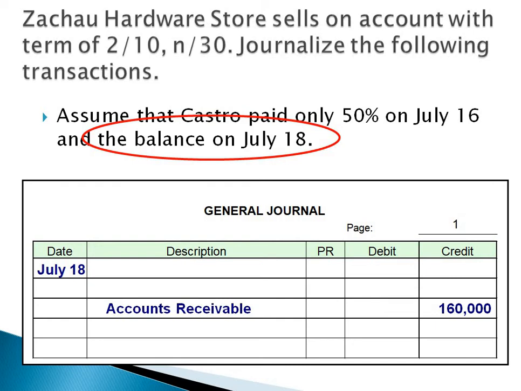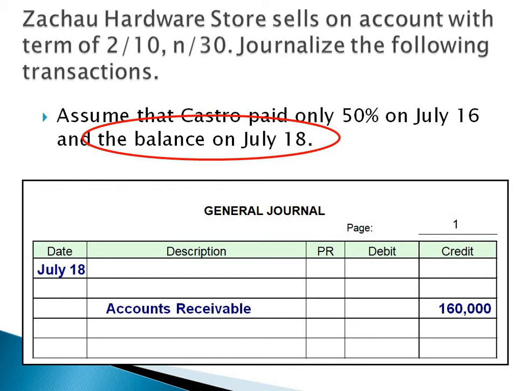Now, should Sakaw record a sales discount? Remember, on this date, July 18, Castro already completed payment in full of its accounts payable to Sakaw. So, is Castro entitled now to a cash discount upon payment of the balance on July 18? When was the date of sale again? July 8.